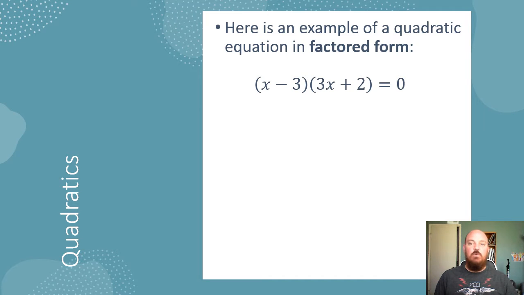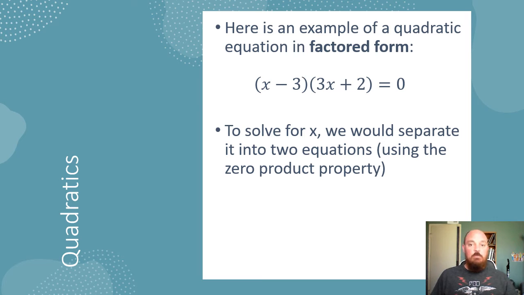Here's an example of an equation that's in factored form. So you have your two factors, each one is in parentheses. One factor is x minus 3, the other is 3x plus 2, and importantly, the equation is equal to 0. So you can use the zero product property to separate it into two equations. Either the first one, the x minus 3 is 0, or the second one, the 3x plus 2 is 0. So let's go ahead and do that. We've done it before, but I want to do this one example, and then we can talk about the shortcut.